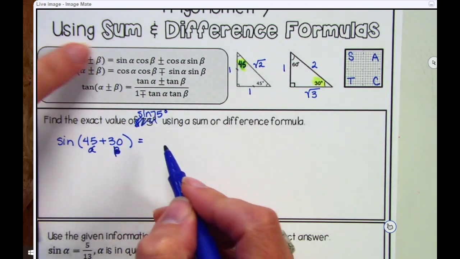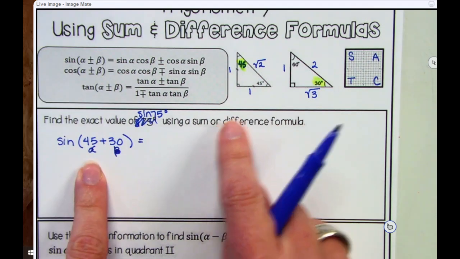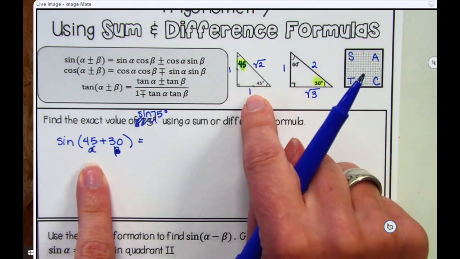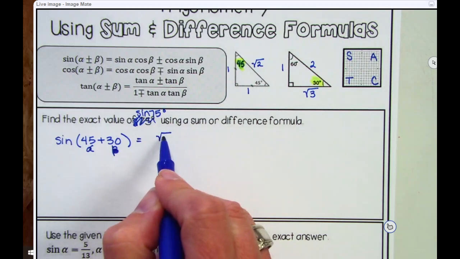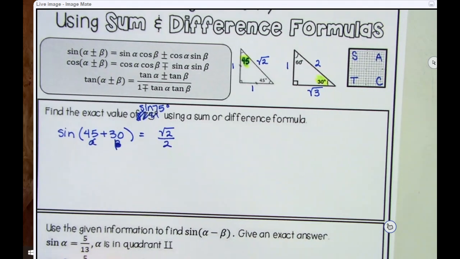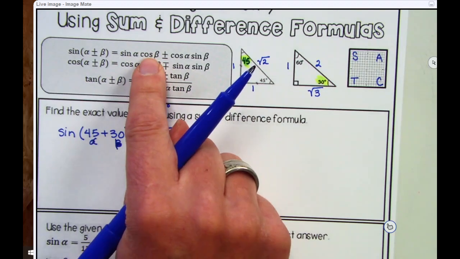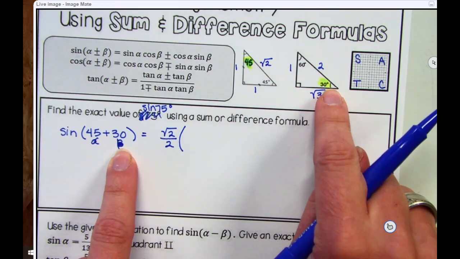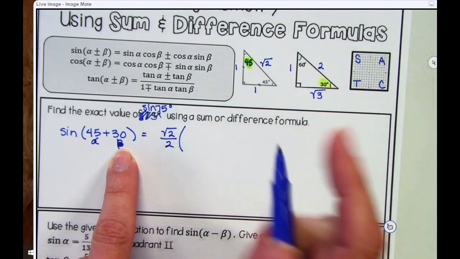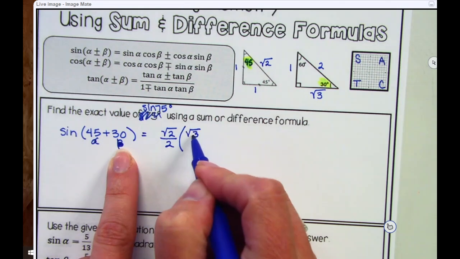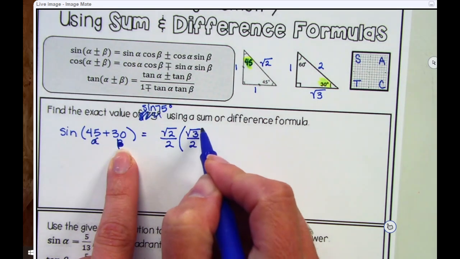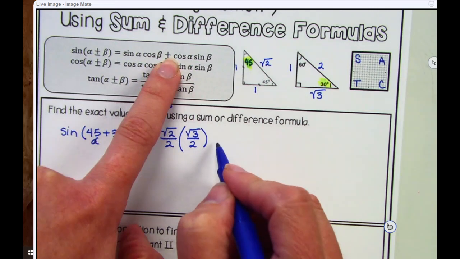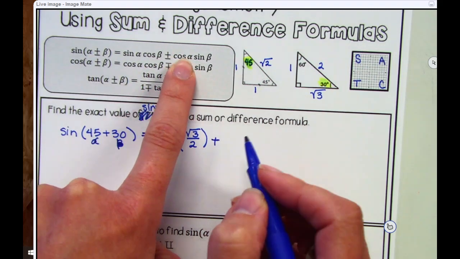All right, so then it says sine of alpha. So I look at 45. Sine is opposite over hypotenuse, right? 1 over square root of 2, which we know is the square root of 2 over 2. And then it says times cosine of beta. All right, 30 degrees. Cosine. Adjacent over hypotenuse. Square root of 3 over 2. And because we're adding, what are we going to do in between these? Add.